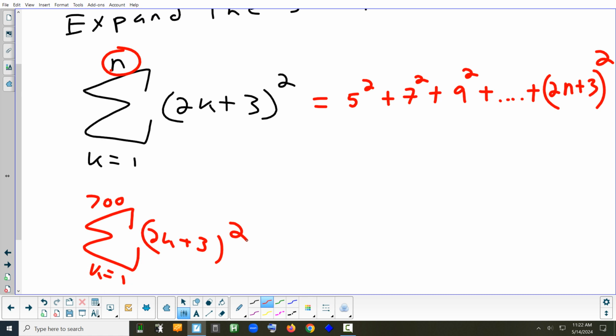But that's just the idea. It doesn't actually tell me the answer, right? All you know is I want to add up the first 700 terms. So we want to start to get to a quick way of evaluating this and getting the answer. 2,437,000, whatever it adds up to.